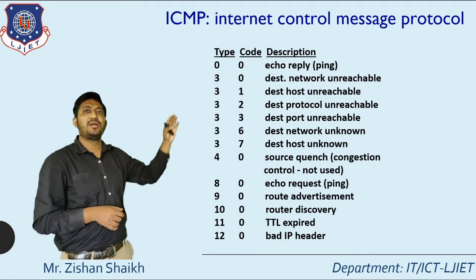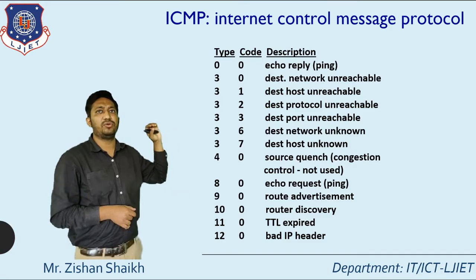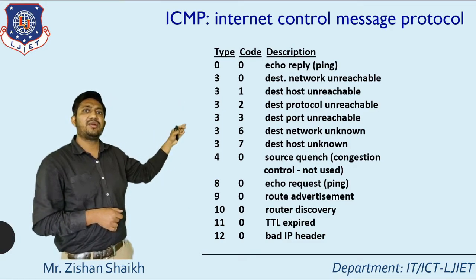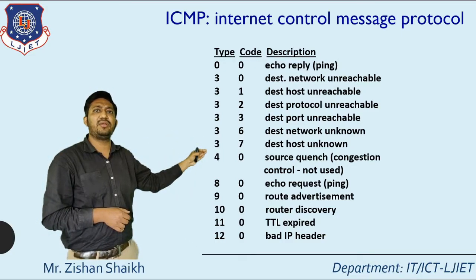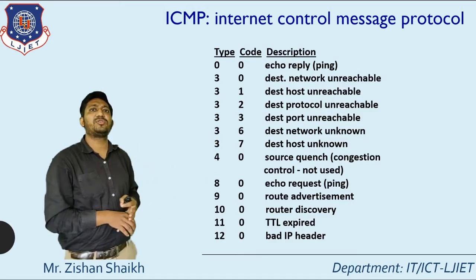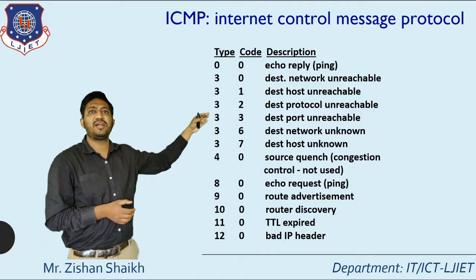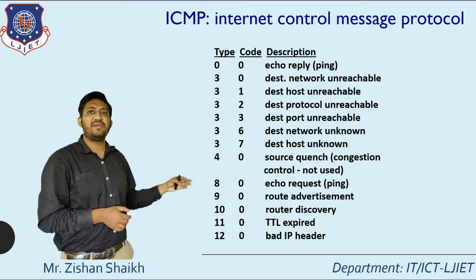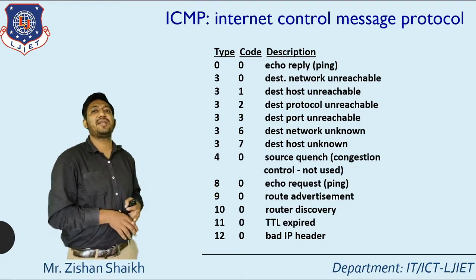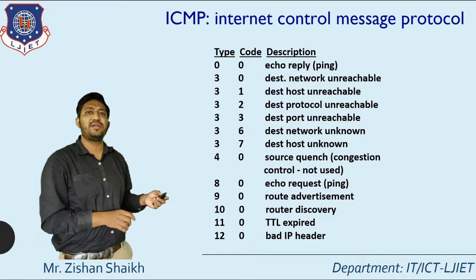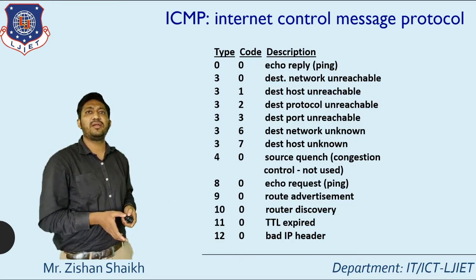For destination network unreachable, the type is 3 and code is 0. Type 3 is used for all destination-related errors. In the same way, type 3 and code 7 is used for destination host unknown. In the same way, type 11 and code 0 is used for TTL expired, meaning the time to live field has expired, reaching 0. So this is the message format used by the intermediate routers and hosts.